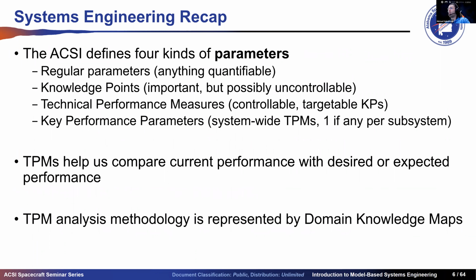And here we work with 4 kinds of parameters. You just have regular parameters, and then you have important parameters that we organize as knowledge points. They're not necessarily controllable, but they're things that we care about. We're going to see examples of those today. Then you have technical performance measures, which are those knowledge points that are controllable, they're targetable, and they, as it says there, help us compare where we are in our system, our current performance, with our desired performance. And then finally, you have key performance parameters, which are system-wide technical performance measures, and there might only be 1 per subsystem, but these are your big things like your mass margin, your volume margin, your link budget, processor throughput, things like that for spacecraft.